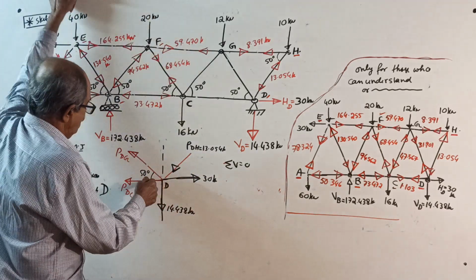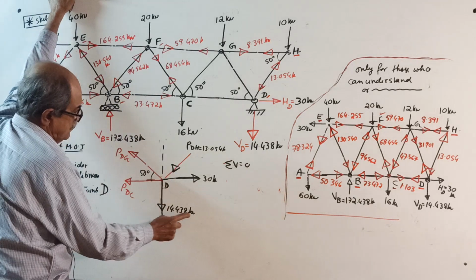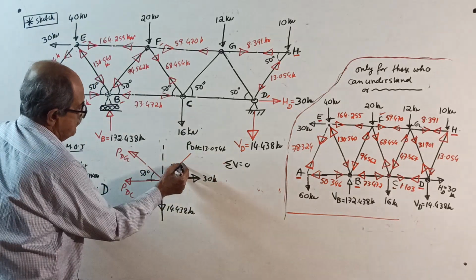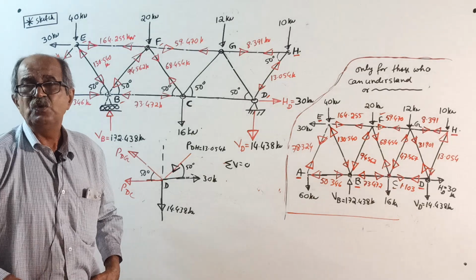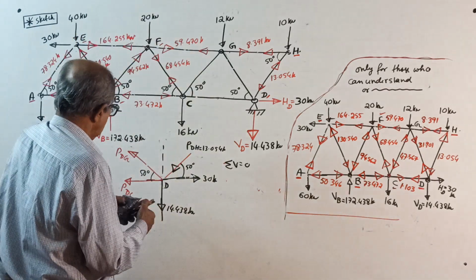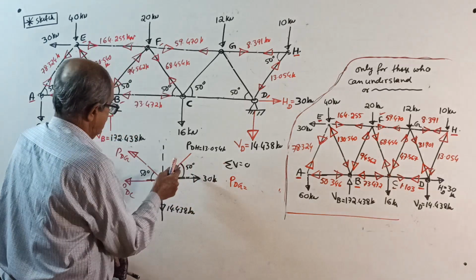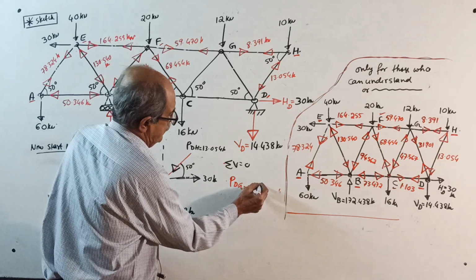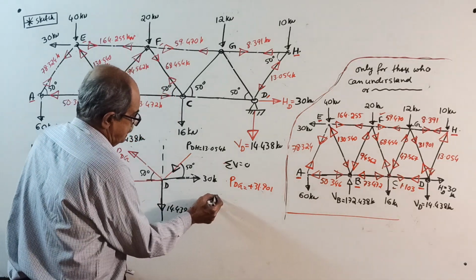Okay, sigma V equal to 0. Plus PDG sin 50 minus 14.438 minus 13.054 into sin 50 degrees equal to 0. I have not drawn a neat sketch because it is a rough sketch. Today's exercise question is half solution, half for you. You will get PDG plus 31.901. Then sigma H equal to 0.